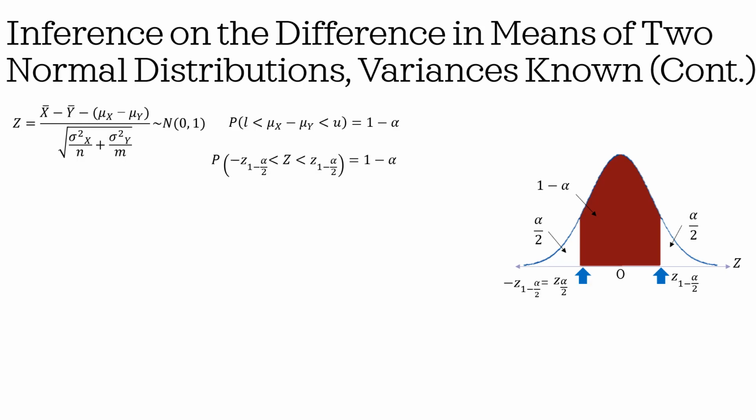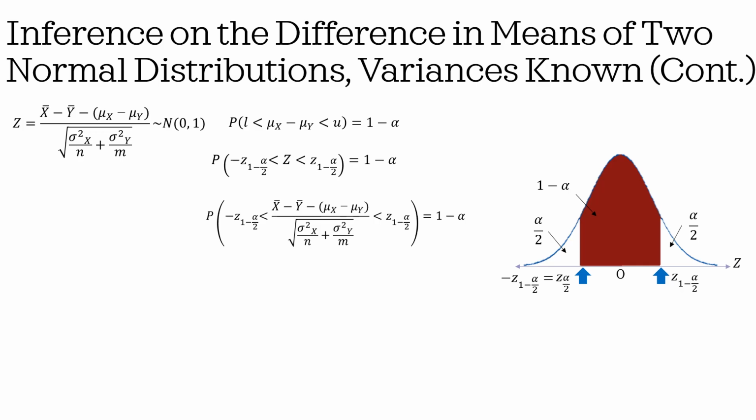Now, we can claim that the probability of any z random variable being between negative and positive values of z of 1 minus alpha over 2 is equal to 1 minus alpha. To get the bounds around the difference in population means, we use our z statistic in hand, x bar minus y bar minus the difference in population means, divided by square root of sigma square of x over n plus sigma square of y over m.